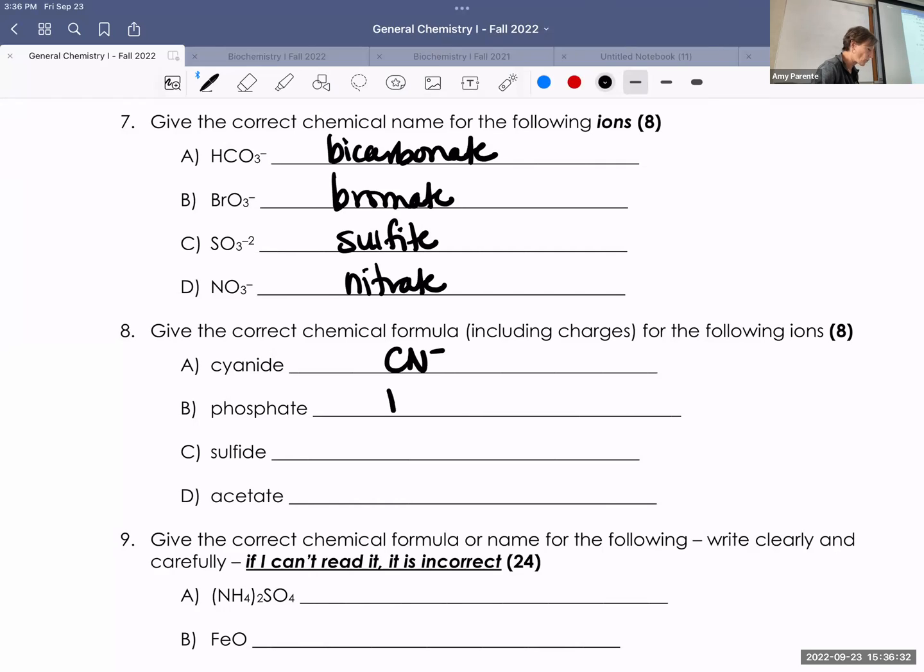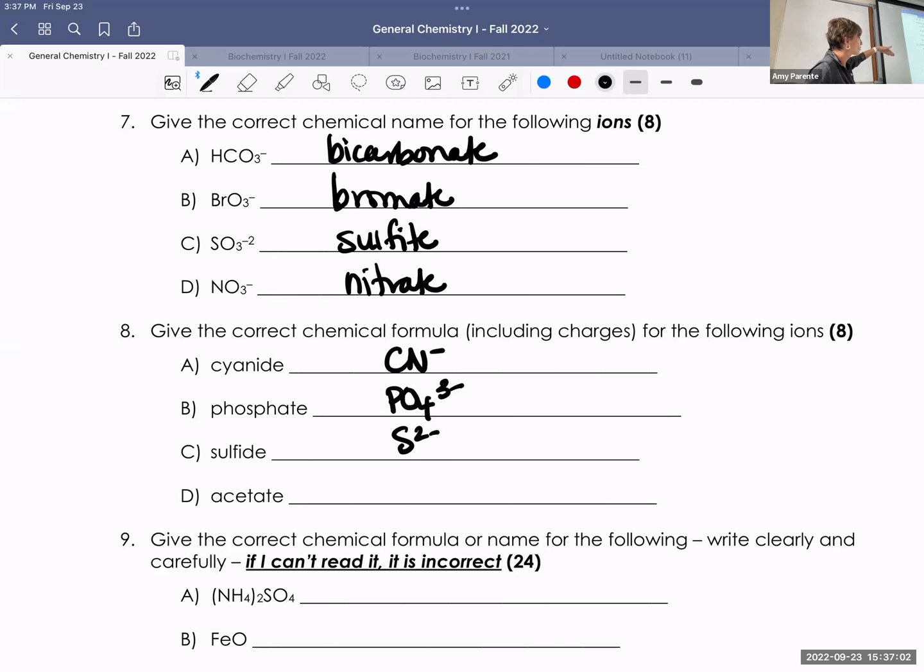Phosphate, PO4 3-. Sulfide is S2-. So as you practice these, if you're finding ones that you get wrong, see if it's because it has a similar name to something else. Like people get sulfide wrong a lot because they're thinking it's sulfate or sulfite. Okay, so as you're studying these, if you have flashcards, try putting all the ones that sound similar together and say, can I distinguish these because they all look the same?